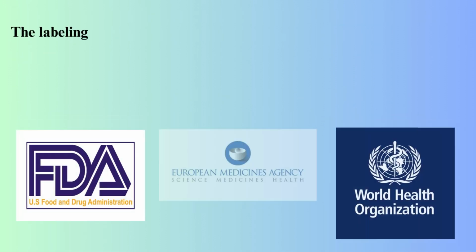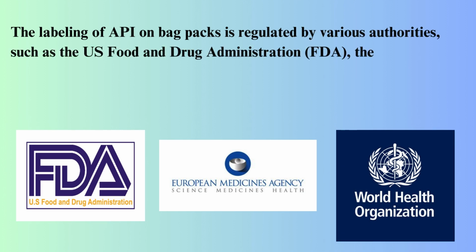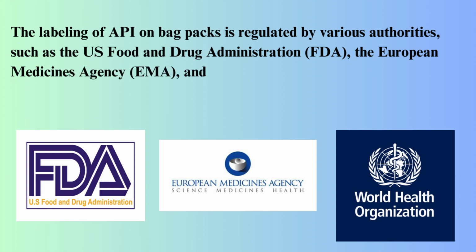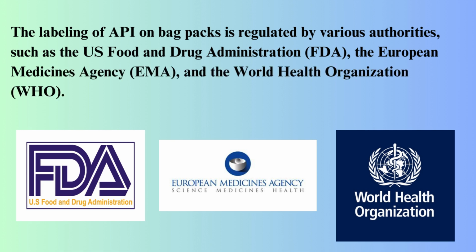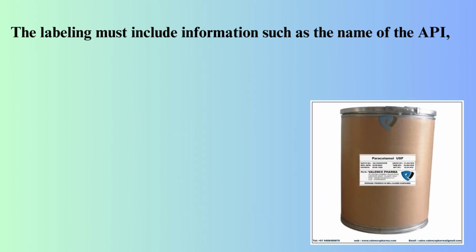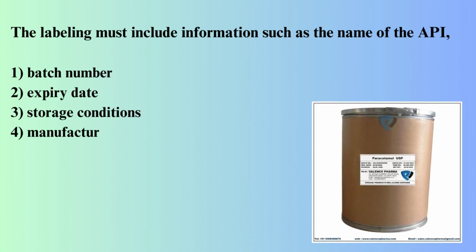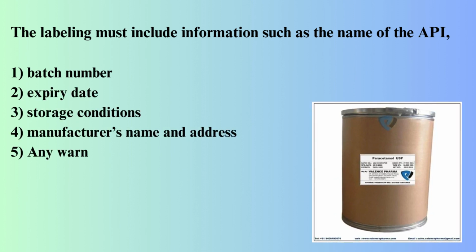The labeling of API on bag packs is regulated by various authorities, such as the U.S. Food and Drug Administration, the European Medicines Agency, and the World Health Organization. The labeling must include information such as the name of the API, batch number, expiry date, storage conditions, manufacturer's name and address, and any warnings or precautions.